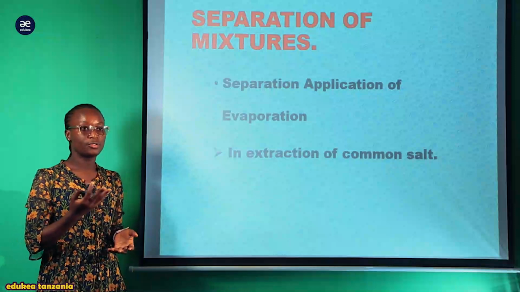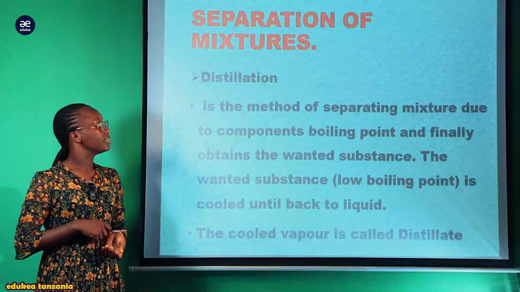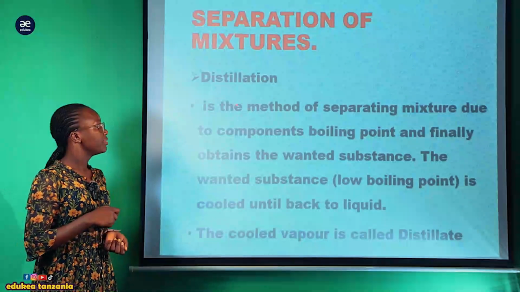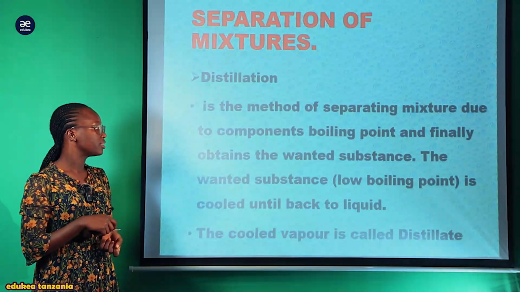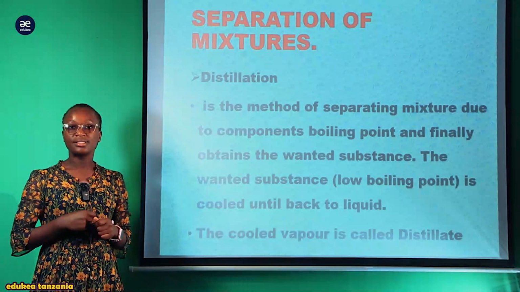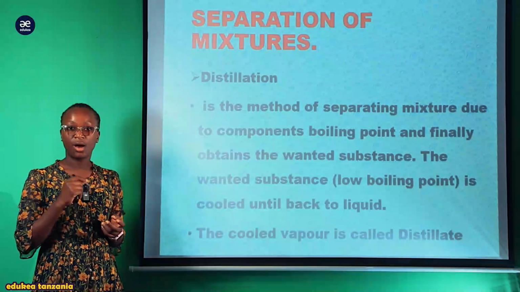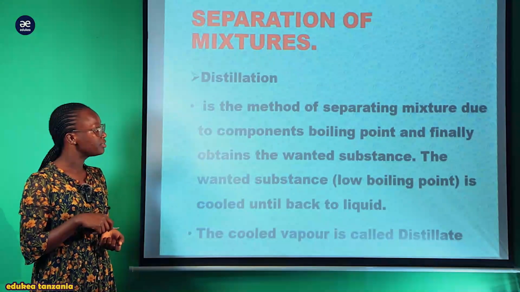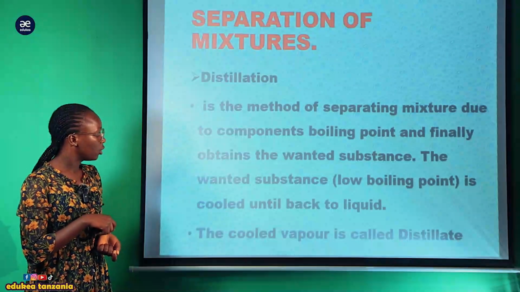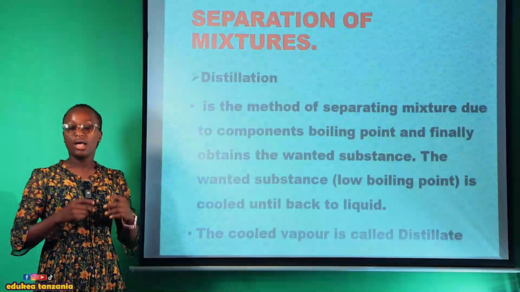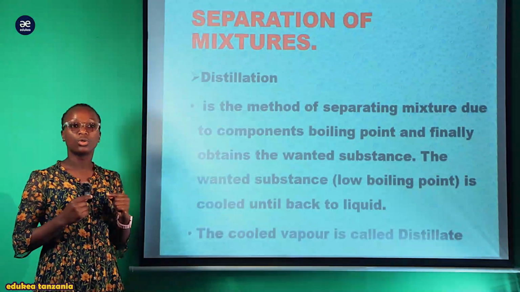Another method of separation is distillation. Here is the method of separating a mixture due to the components' boiling point and finally obtaining the wanted substance. Here we are separating the mixture by considering the boiling point of the components of our substances. The wanted substance results from the low boiling point and is cooled until back to liquid. So the solution which forms at the low boiling point will be allowed to cool so it can form liquid, and this is what is wanted.